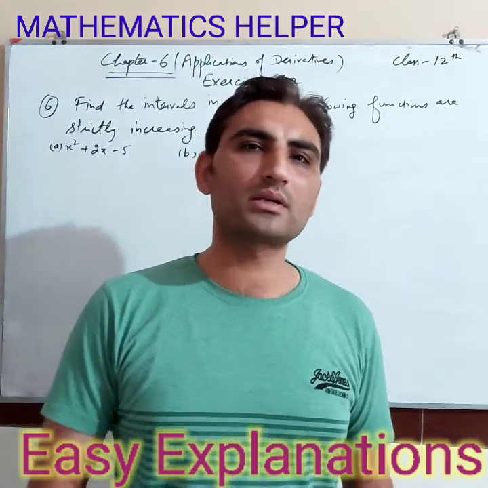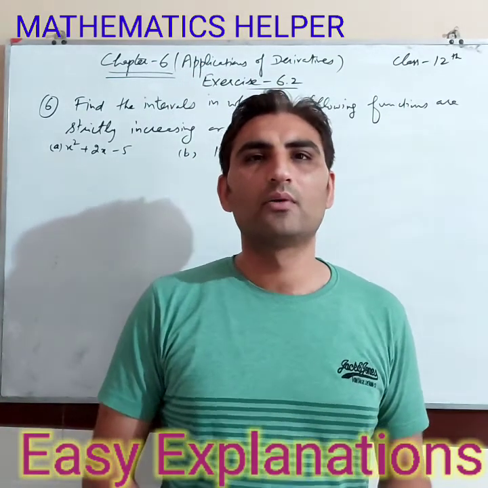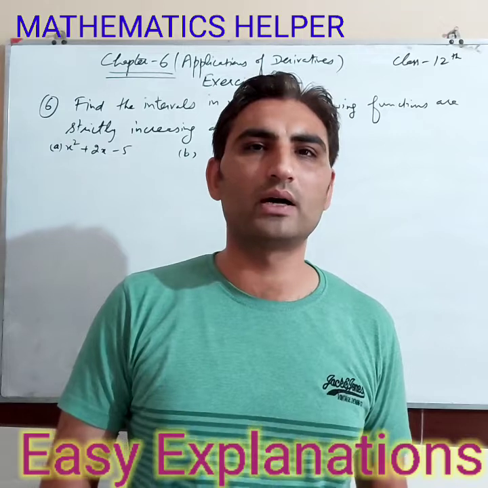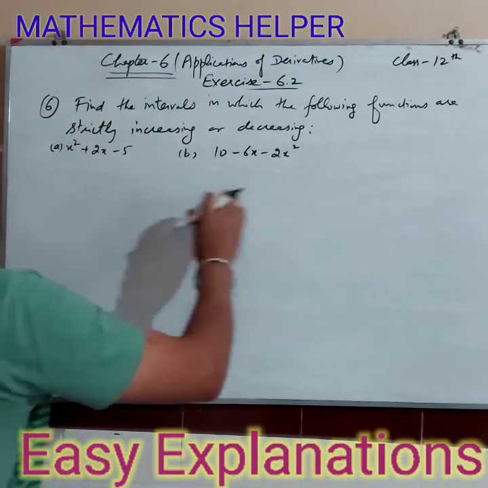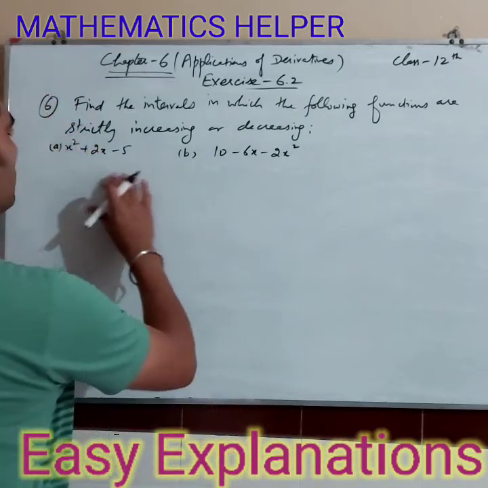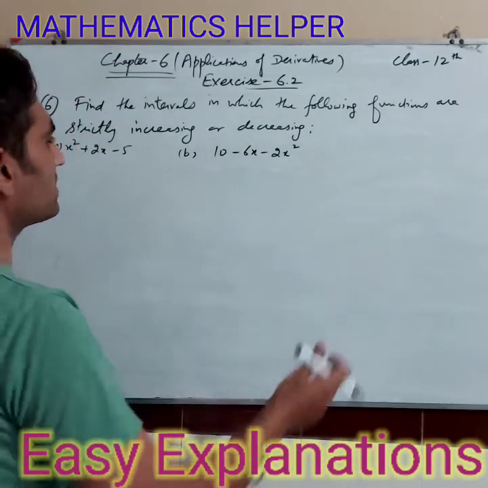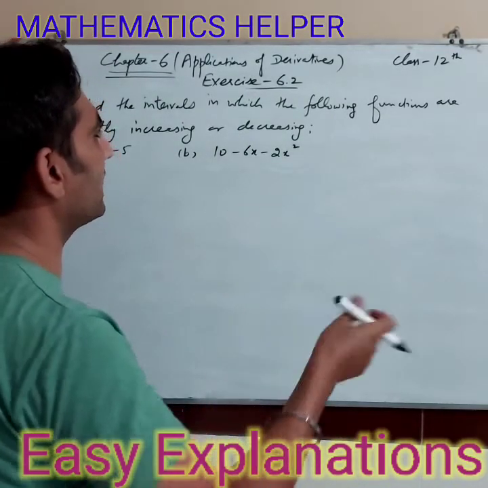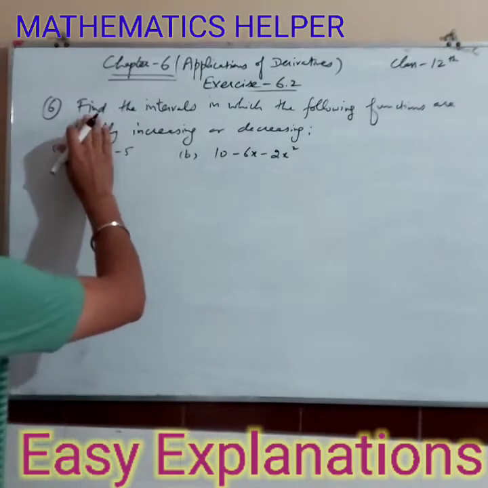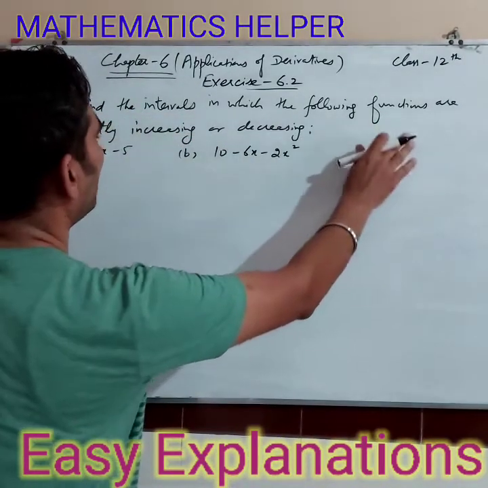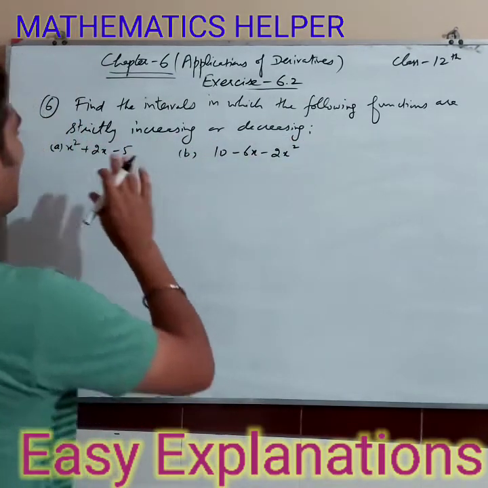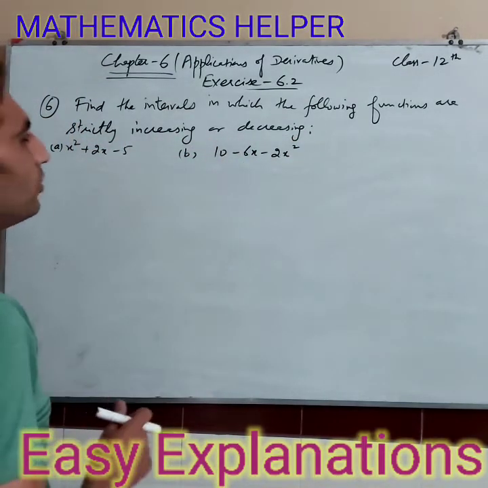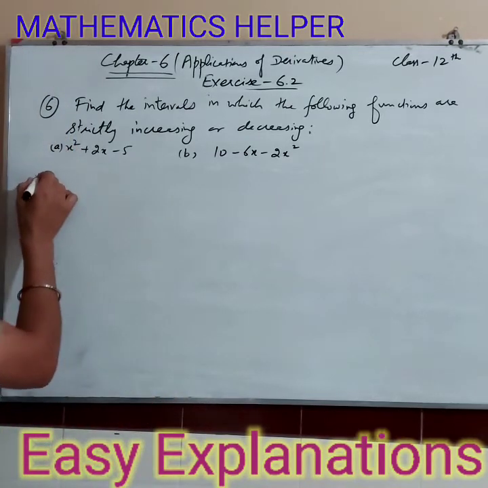So we are going to discuss question number 6 onwards from exercise 6.2, class 12th. See what is given in question number 6. There are 5 parts in it and I mark 2 only here. We will discuss our next 3 parts of this question after solving this. Find the intervals in which the following functions are strictly increasing or decreasing. There are 5 parts, so in each part you will see a new function given. Let's start from the first part.